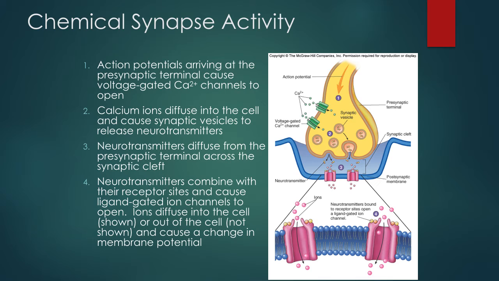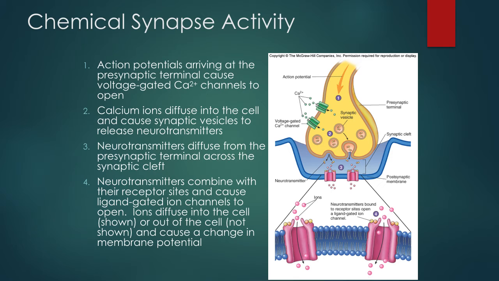If those channels are for sodium, when the channels open, sodium will enter the cell, and the cell will become less negative. It will depolarize, and if that reaches the threshold, that will cause an action potential in that cell. Sometimes, though, these ion channels may be for potassium or for chloride, and in that case, the cell will become more negative and an action potential will be inhibited. So we have neurotransmitters that can be excitatory, causing an action potential, or inhibitory, kind of blocking them.